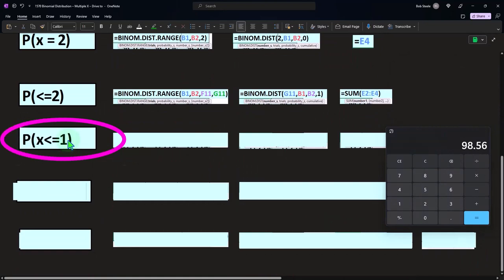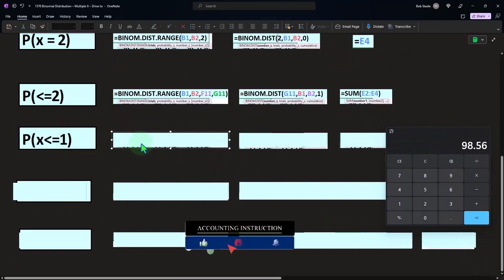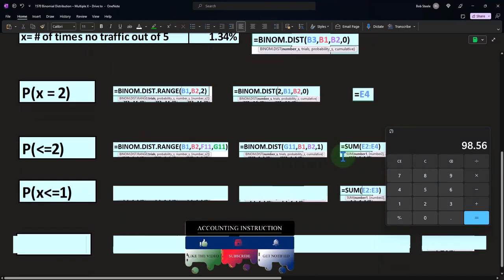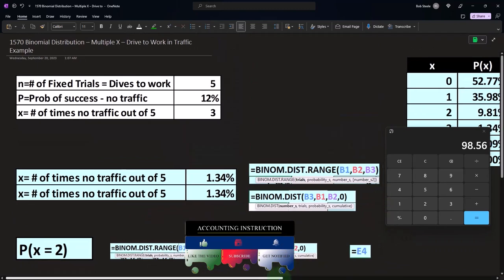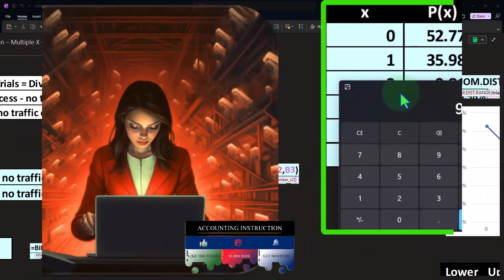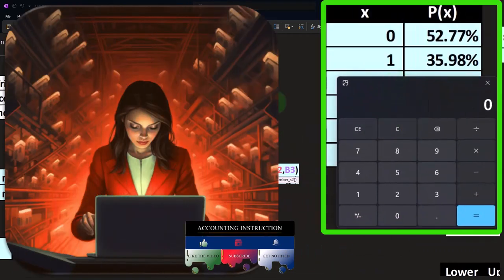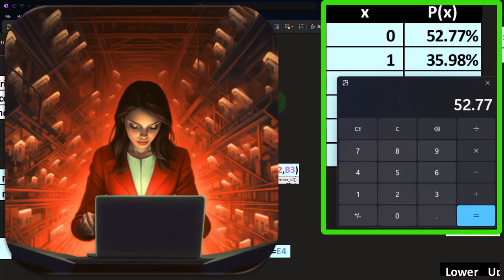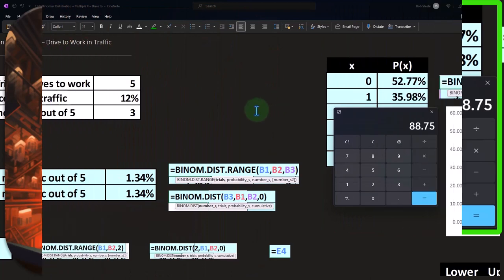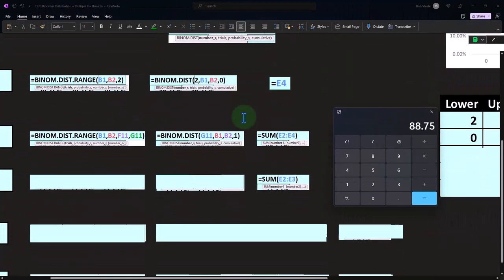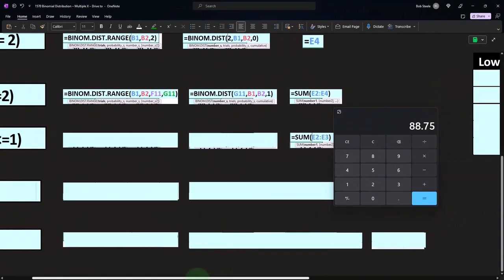So what if we had an argument of X is less than or equal to 1? Well, if it's less than or equal to 1, I could use my summing format. I can go up here and say, all right, less than or equal to 1 means it would be up here of 52.77 plus 35.98 likelihood, which comes out to 88.75. So we can use that method.